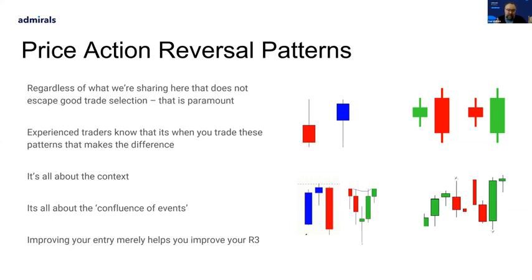Regardless of what I'm talking about in terms of improving trade entries, it doesn't escape good trade selection, right? That's paramount. And experienced traders know that it's when you trade these patterns, when to make them, that makes the difference. It's all about the context. You've heard me talk about it probably every week since I've been doing webinars for Admirals about confluence of events, all right? Confluence of events, 2, 3, 4 things all coming together at one time and place. It gives you a higher probability that a trade is more likely to move in one direction than another. And by looking at those as your trade selection and then improving your entries, maybe by utilizing the third of the way pullback into the trigger candle, all of these things start to help improve your reward to risk ratio. So you're looking to improve your R multiples.